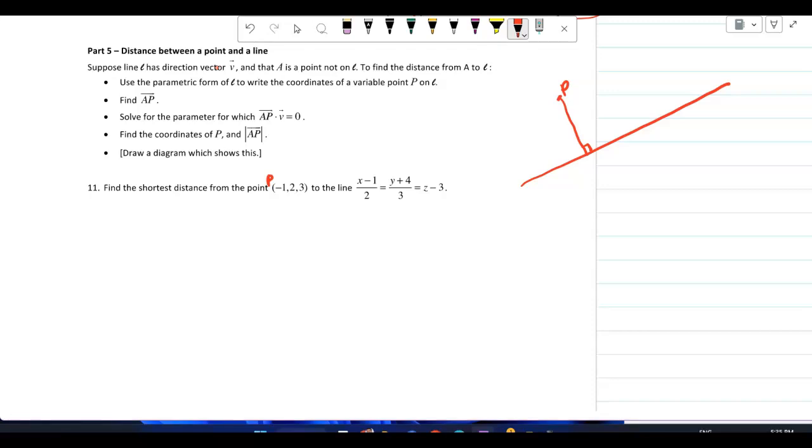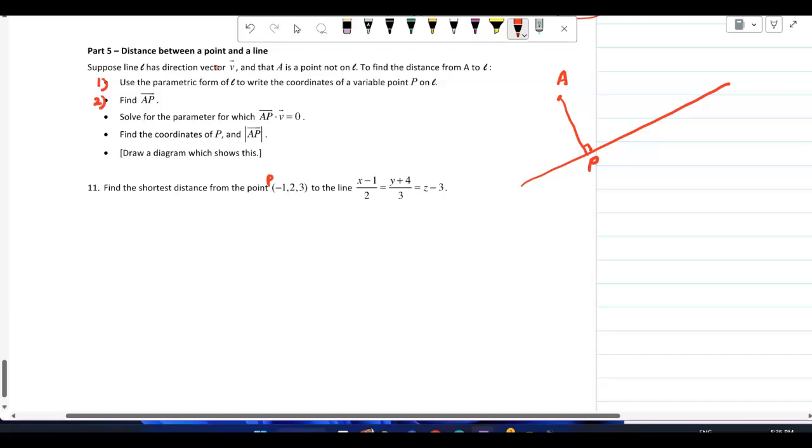Now he is giving you the steps, thankfully, over here. First step is use the parametric form of line L to write the coordinates of point P on line L. So this is called point P. You use that to write the coordinates. But the point that they've given us is not point P. So this is point A. They're calling it point A.